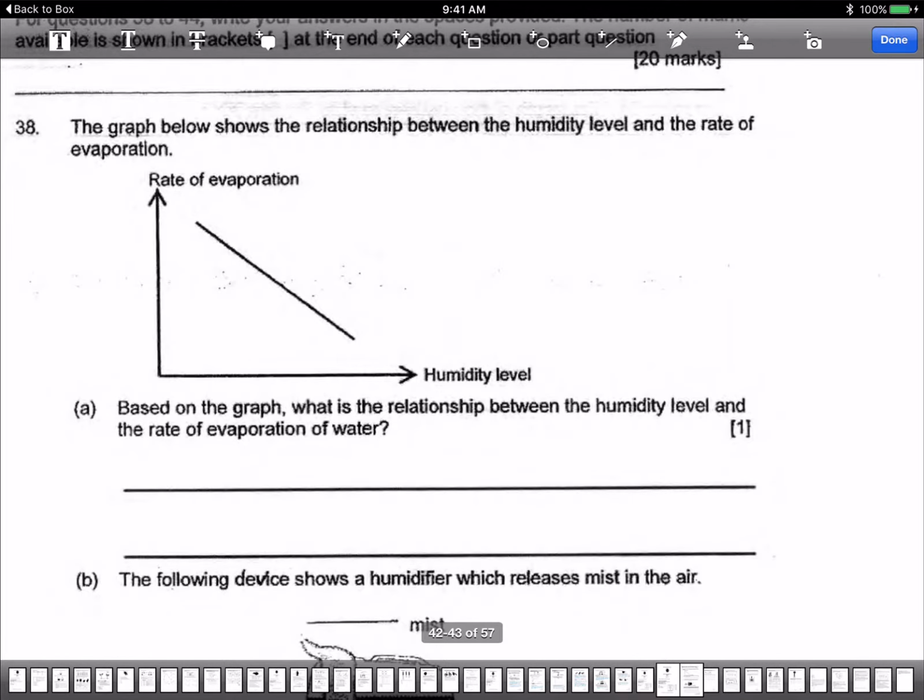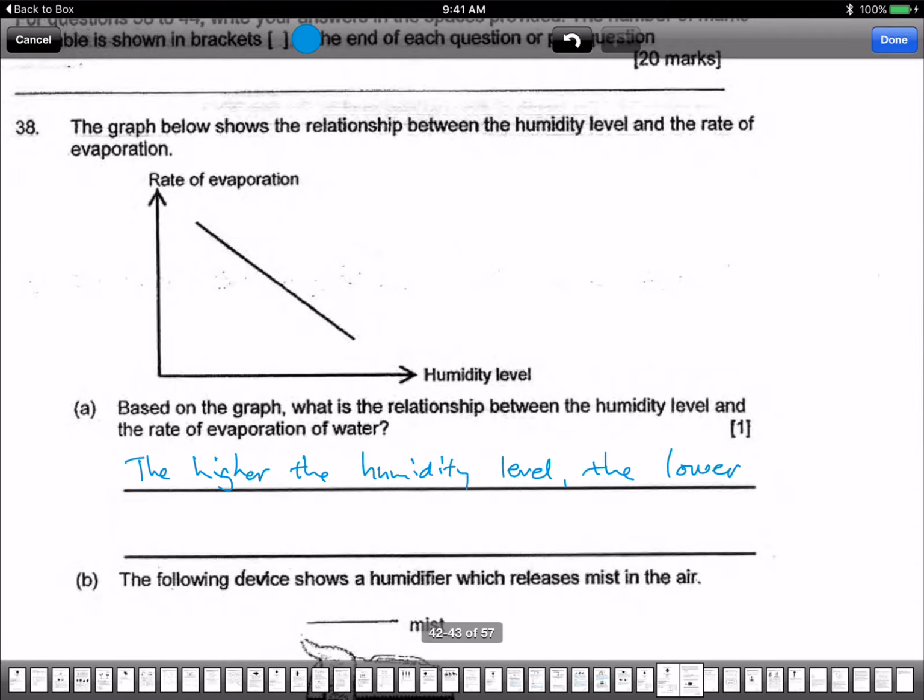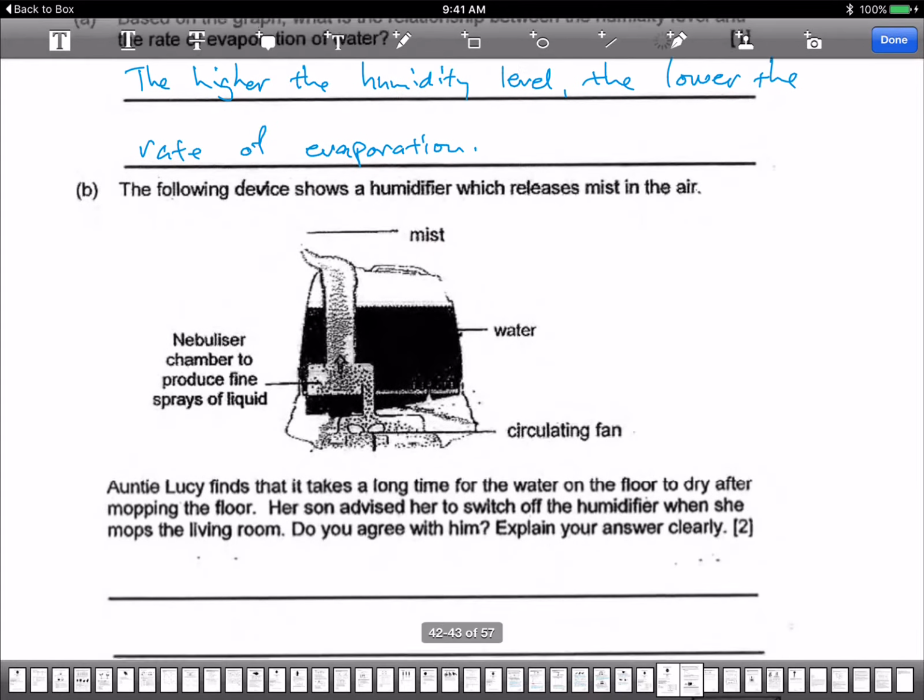Richter, what's the relationship between the humidity level and the rate of evaporation? Yeah, very good. Okay, so one increase, one decrease. Okay, so you can see the higher the humidity level, the lower the rate of evaporation. Very straightforward.